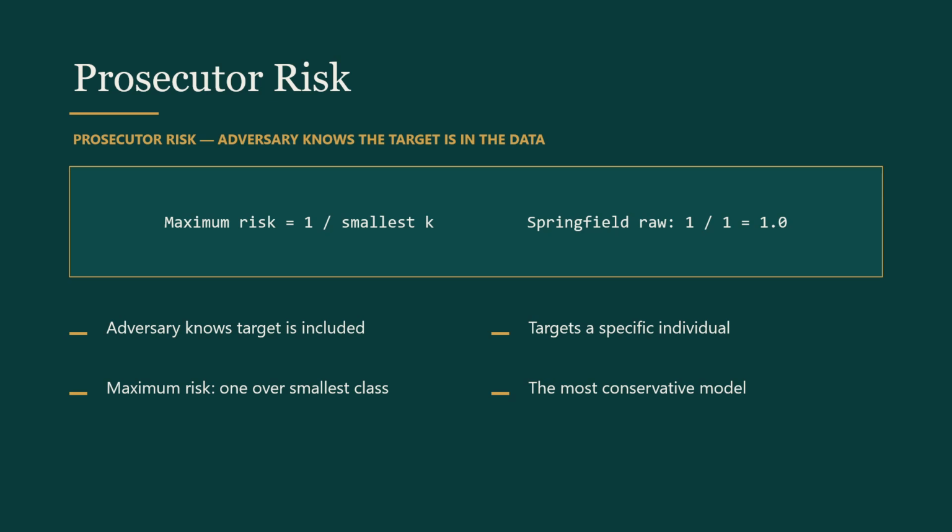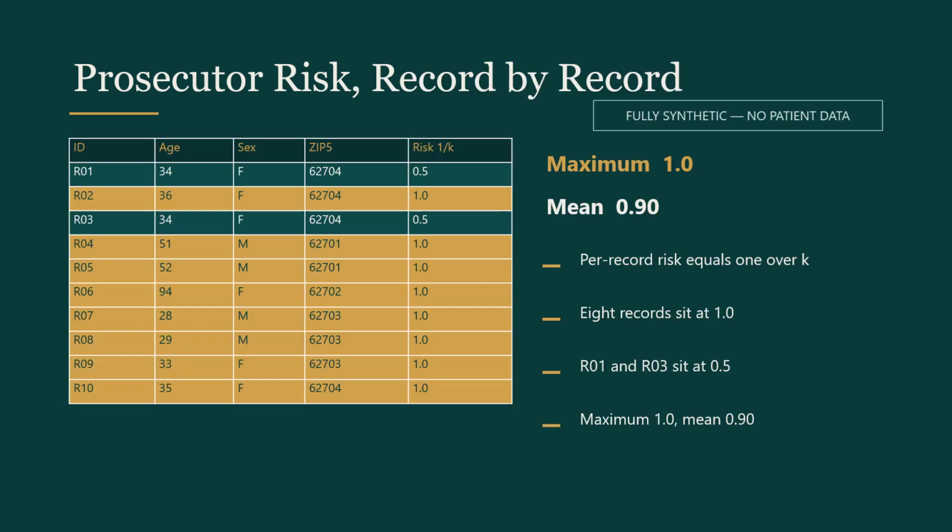The prosecutor number is not a prediction that anyone will actually do this. It is a statement about what the data permits, and what the data permits is the only thing you can honestly certify. Let us stop describing and start computing.